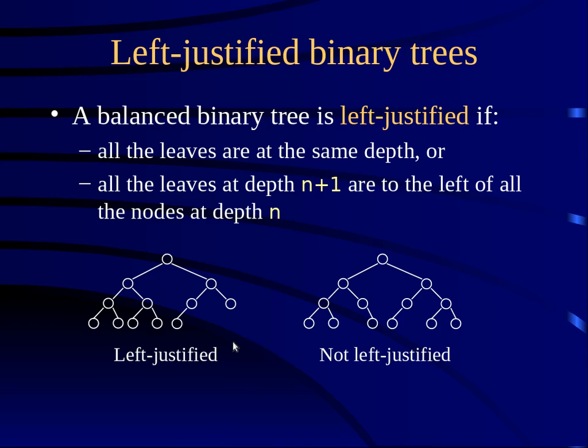This is not left justified because on this final row, there should be a node here. So if we took all these nodes and shifted them all to the left, effectively to where the 2 open spots were over here on this side, then it would be left justified. All right.